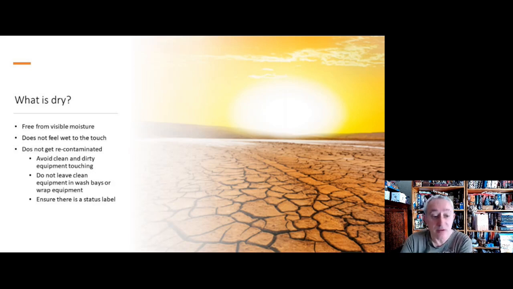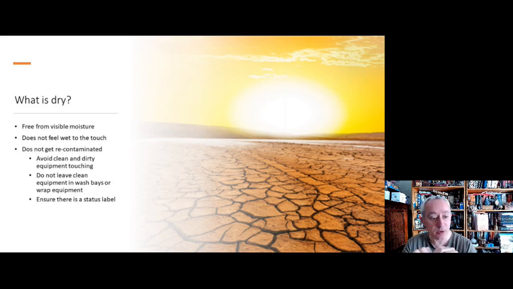So it's important that things are as dry as they need to be dry. So this is for vessels and for items coming out of autoclaves. So dry is free from visible moisture. That means you cannot see any evidence of moisture at all. It would also mean that if you were to touch the surface, you would feel no dampness or wet at all. So we are using an absolute term. Either something is dry or it is not dry.